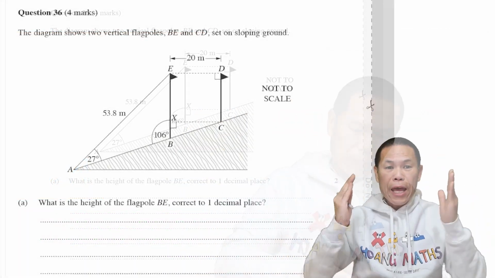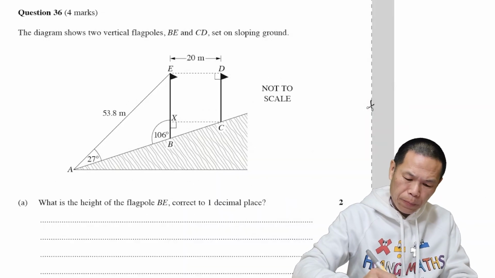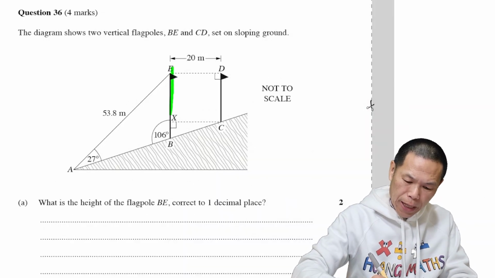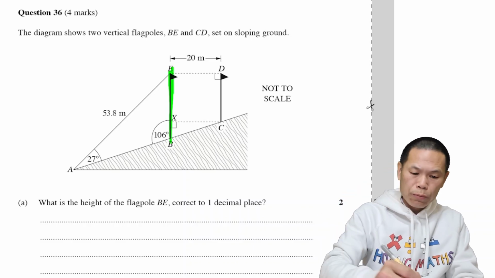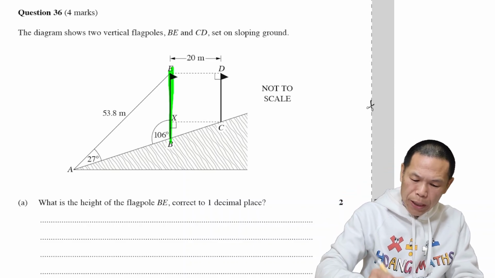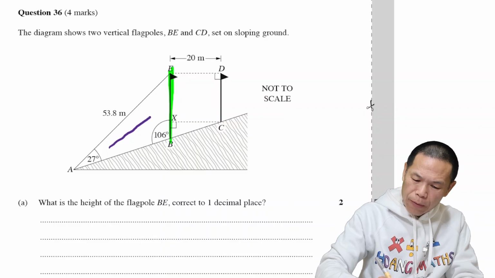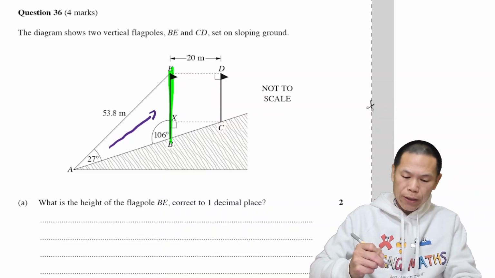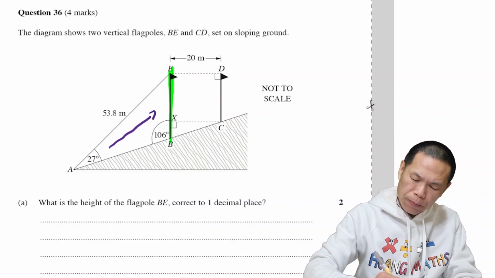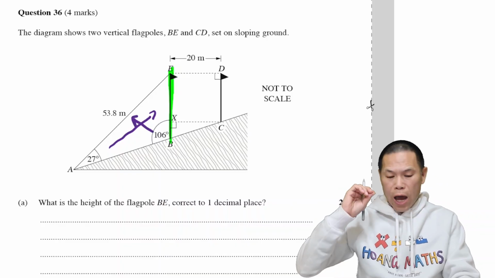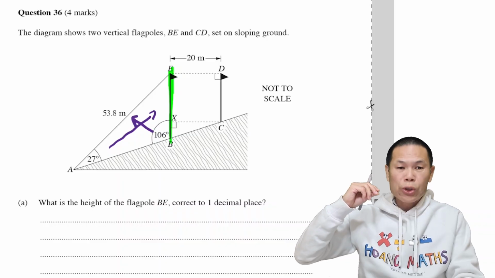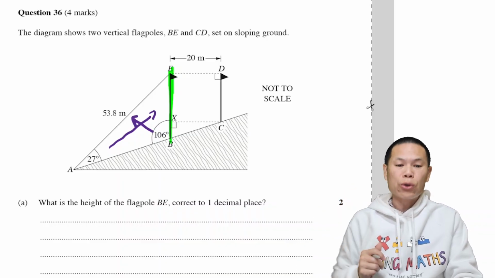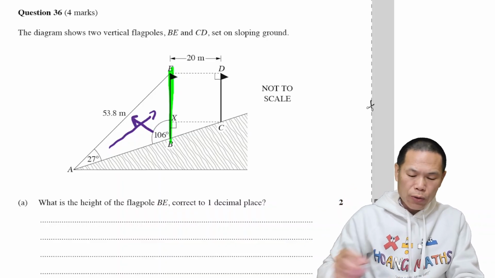To work out the length of BE, that is this length here, we can use the sine rule, because BE is opposite the angle 27 degrees and 53.8 is opposite the angle 106 degrees. So we have two angles, and it is a non-right-angle triangle as well, so we can use the sine rule. Let me write this down.